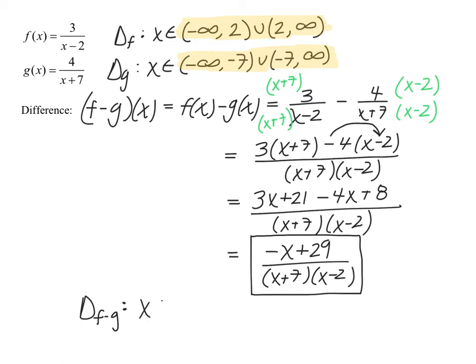So all values of x, and the interval would be negative infinity to negative 7. We skip over negative 7. That's what those parentheses basically are telling us. We're not going to include negative 7, and we will also exclude 2, so we're using parentheses on both of those values.